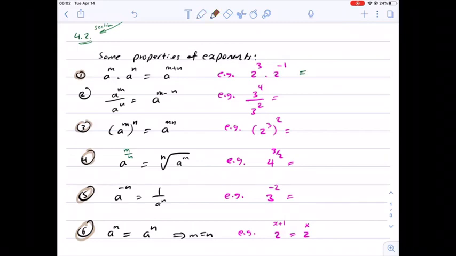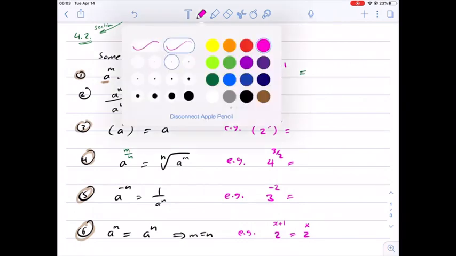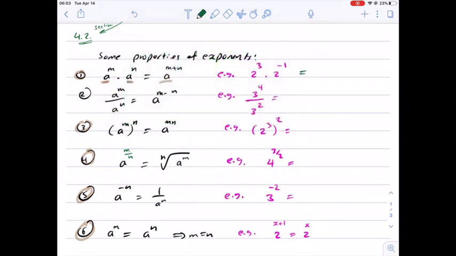If we have a raised to power m times a raised to power n, I mean same base, where m and n are constants, then we can simplify this by writing a raised to power m plus n. So when we multiply, we add the powers or exponents. For example, if we have 2 to the power 3 times 2 to the power negative 1, this is 2 to the power 3 plus negative 1, and that is 2 to the power 2, which is equal to 4.